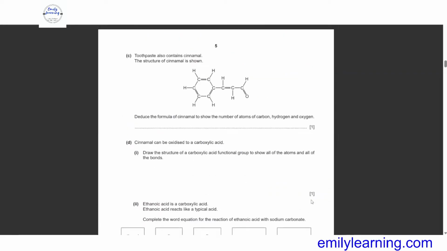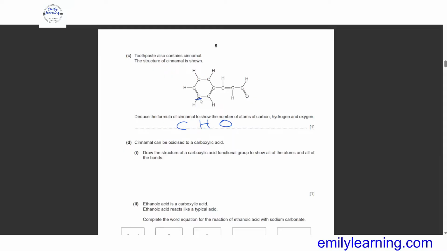Toothpaste also contains cinnamol. The structure of cinnamol is shown here. Deduce the formula of cinnamol to show the number of atoms of carbon, hydrogen, and oxygen. So basically, they are asking for the molecular formula. To find the molecular formula, firstly, we know that it contains only C, H, and O. These are the three elements that make up this compound called cinnamol. So next, you need to count how many of each type of element are there. Let's first count the number of atoms in cinnamol.